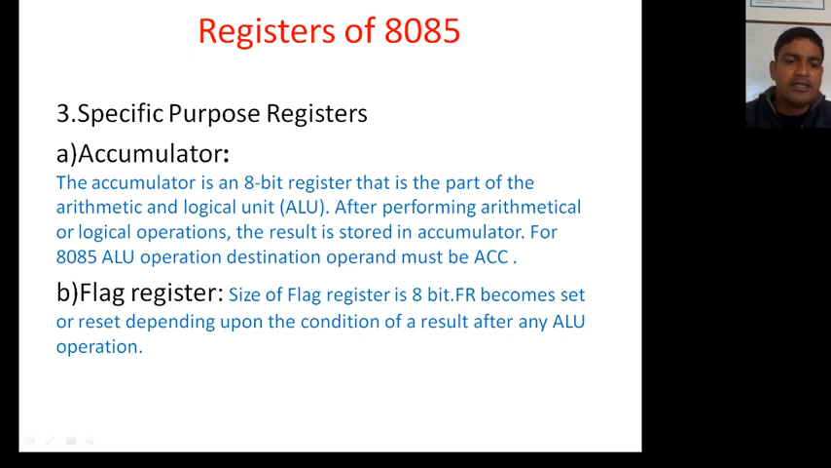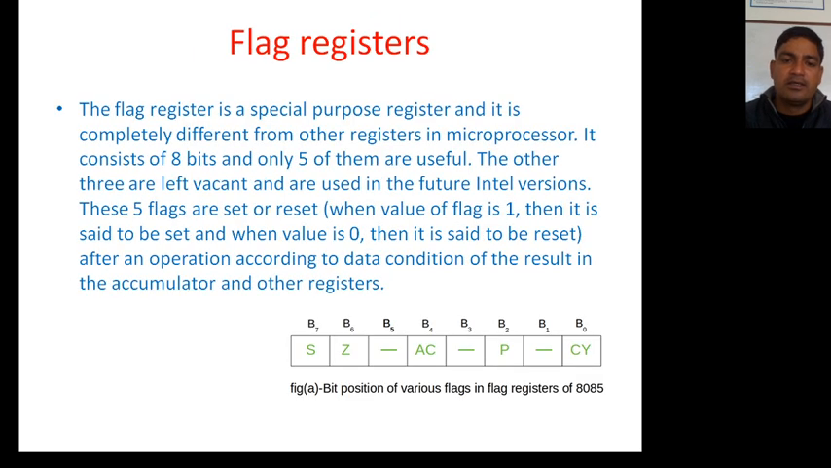Okay, next one is the flag register. This flag register is again very important. This flag register becomes set or reset depending upon the condition of the result after any ALU operation, arithmetic and logical operation. There are 5 flags: sign flag, zero flag, auxiliary carry flag, parity flag and carry flag. These are the 5 flags in the 8-bit flag register.